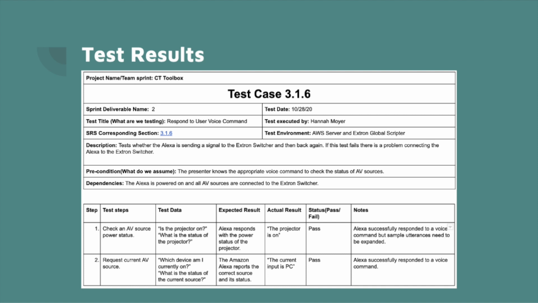Looking at the bottom, you can see two different test steps that we took in the process. The first one we did was to check that an AV source was either powered on or powered off. You can see we provided some test data, which just gave us an example of a voice command that we could give to the Alexa, and then we can see our expected results in the next column. The actual results is what we wanted to hear back from the Alexa, the response. So you can see that both of our test cases here passed. There were a couple times throughout the process that some of our test results failed, and we needed to go back and make changes to account for those failures to make sure that they passed for the next time.